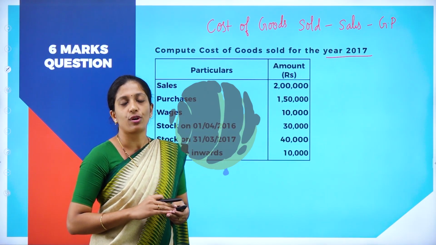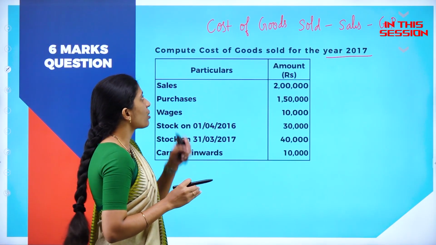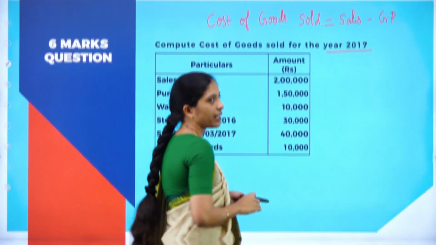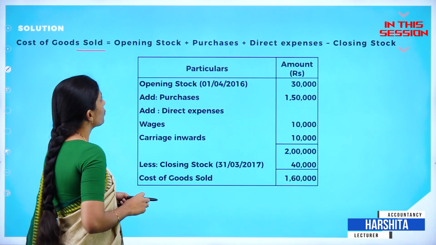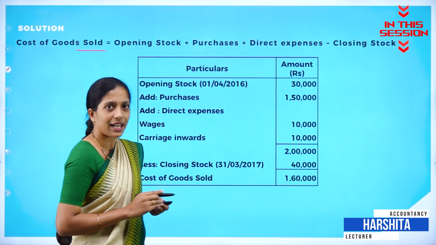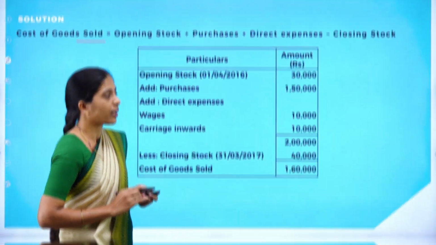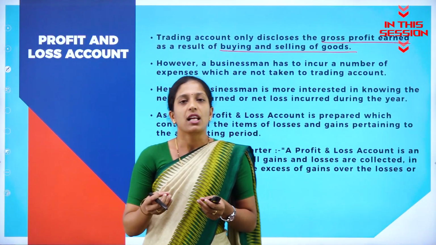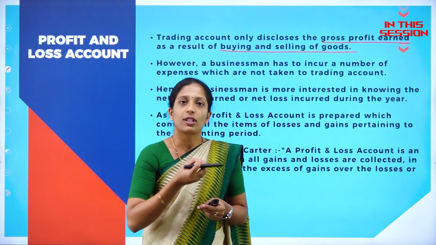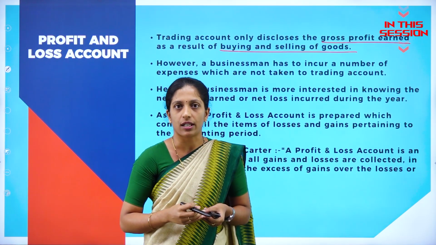Cost of goods sold can be found by using the formula: cost of goods sold is equal to sales minus gross profit. The other formula is: cost of goods sold is equal to opening stock plus purchases plus direct expenses minus closing stock. How do we get gross profit? By taking only the direct expenses. Then what about indirect expenses? Those we will take under the profit and loss account.